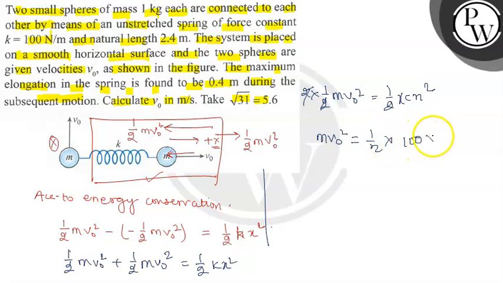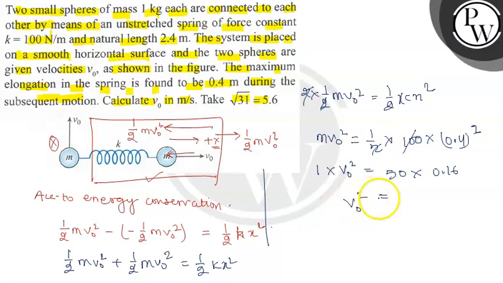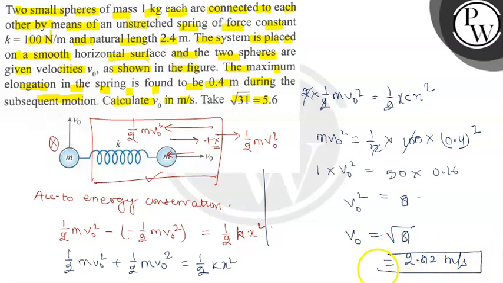That is equal to half of 100 into x square, that is 0.4 square, and mass is given as 1. We have to calculate v naught, so we get 50 multiplied by 0.16, which gives v naught square equals 8. If v naught square equals 8, then finally v naught equals root of 8, that is equal to 2.82 meter per second. So for this question v naught in meter per second is 2.82 meter per second. This is your final answer for this question.